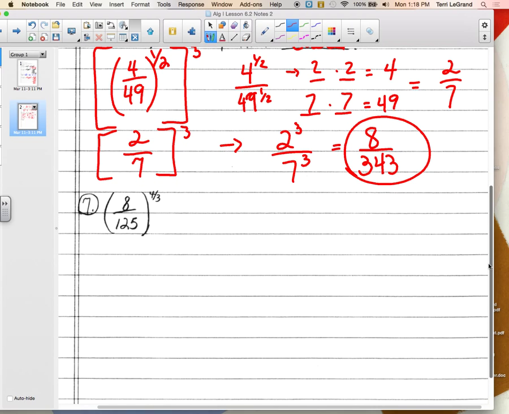You go ahead and do the first setup. Get started on this one. Rename it as a power to a power underneath it. Rename it as a power to a power. That's our first step. And when you think you have it named as a power to a power, check yourself out.